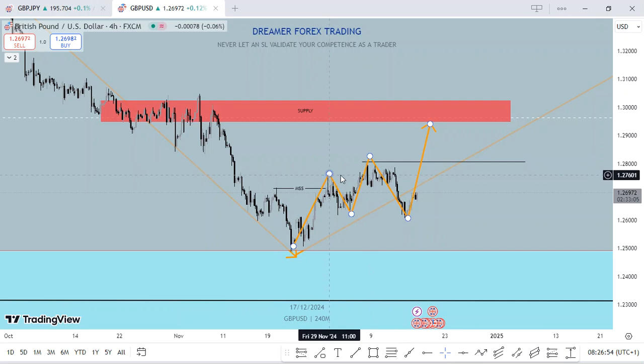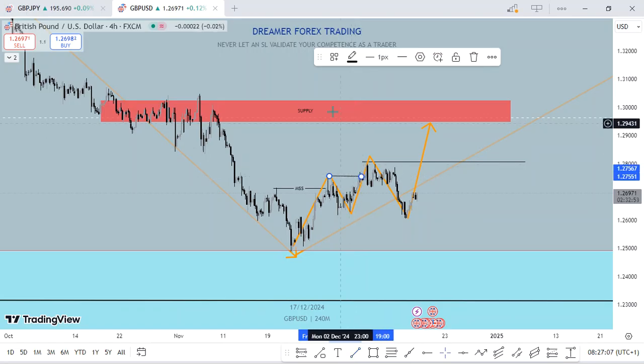Okay, you can see that here is equally a break of structure, like I told you guys earlier, because price created a high, a low, and then broke past this last high, which is a break of structure here. This is a break of structure.